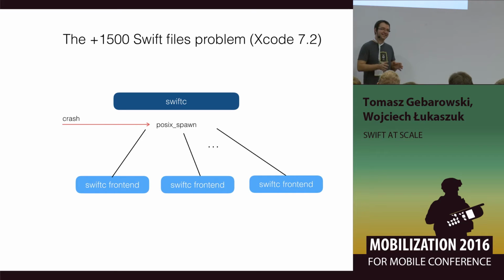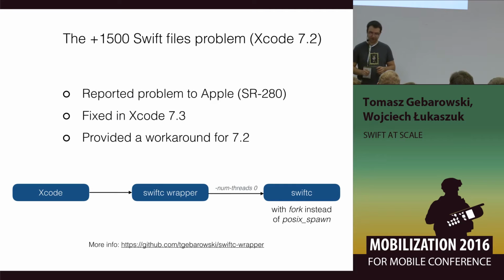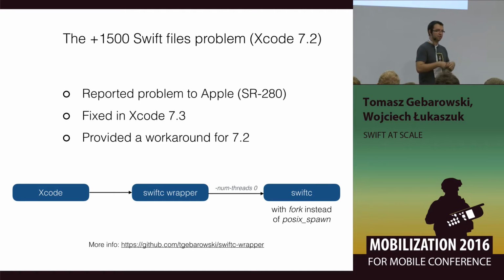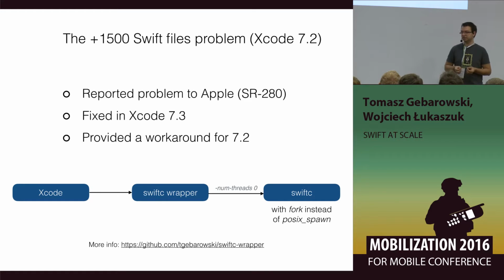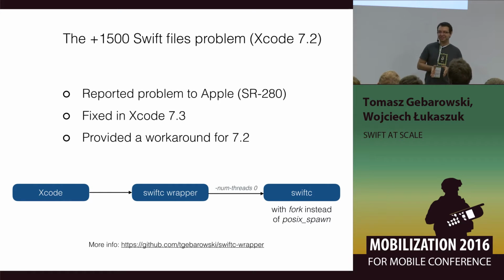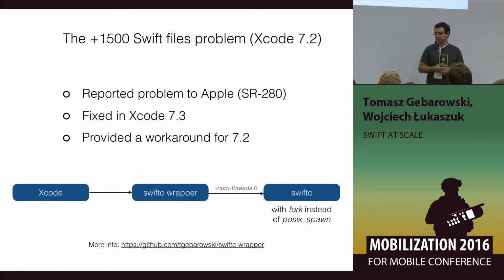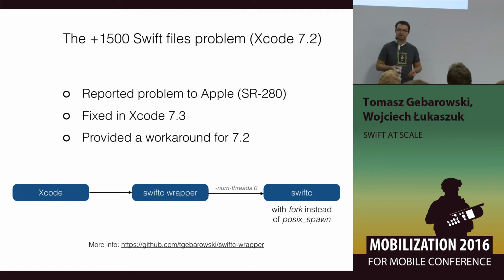And it was not the day when you could simply swap Swift-C in Xcode. It was still when Swift was embedded into Xcode. So we had to find a workaround. And we noticed that when you modify the number of threads in the Swift-C invocation and you change that value to 0, which is probably supposed to be an invalid value, Swift-C is not using POSIX spawn, it uses fork, which doesn't crash.